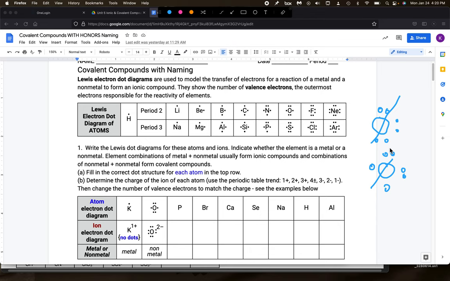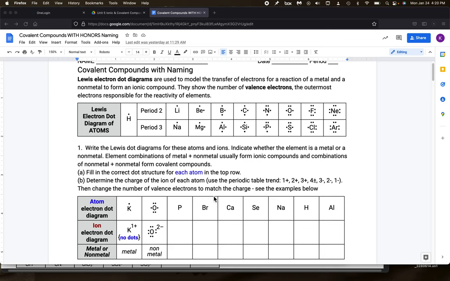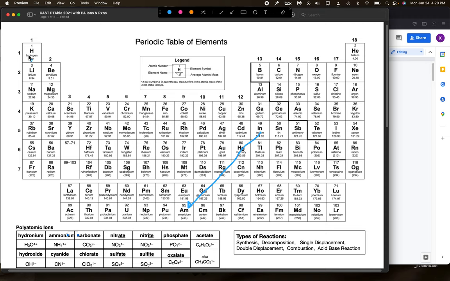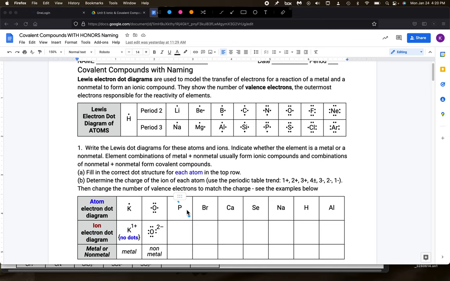Okay, so the first thing we got to do is make sure you can do dot diagrams. You can just look at this, or you can use the periodic table and go, there's one valence electron, then 2, 3, 4, 5, 6, 7, and 8. And then you find the one you want to do. I want to do phosphorus. So there'll be 5 dots around phosphorus. So we would put 1, 2, 3, 4, 5 dots around phosphorus.